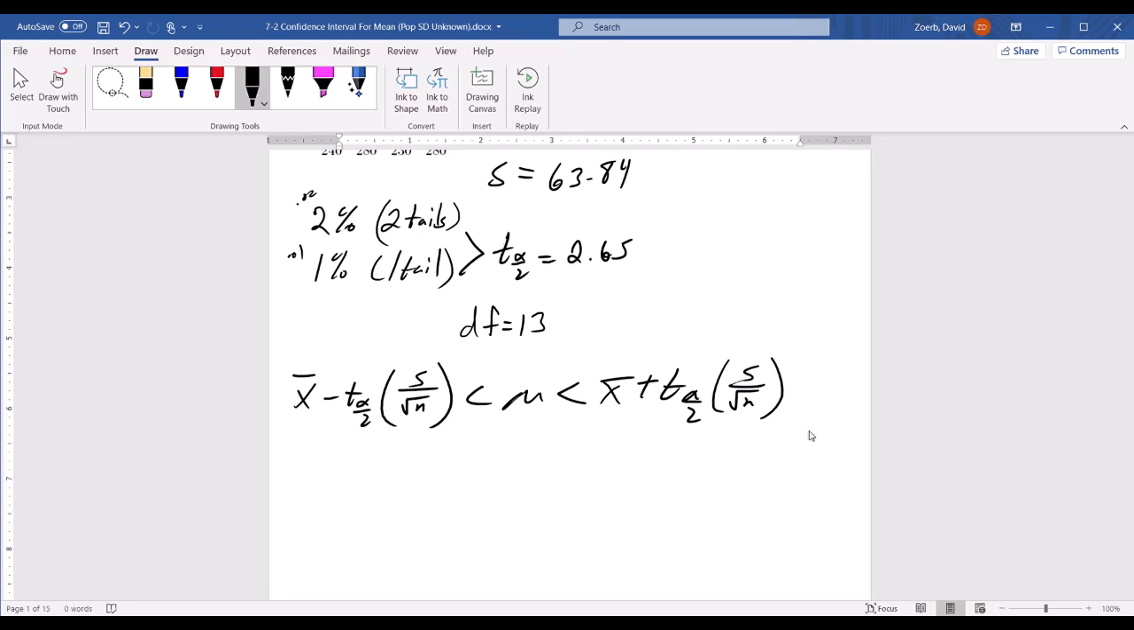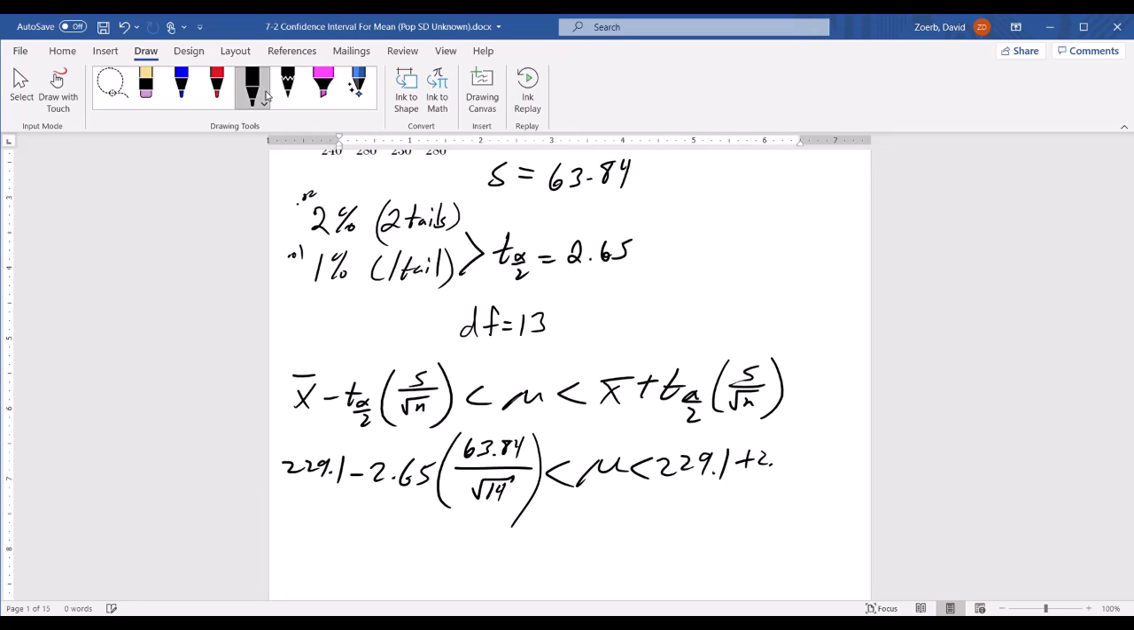So plug in. So I have 229.1 minus 2.65 times the quantity of 63.84 divided by square root of 14. Yeah, it's 14. The only time you use one fewer is the table, never any other time. And it's less than mu, which would be less than the same thing, but a plus, as on the left, but a plus.